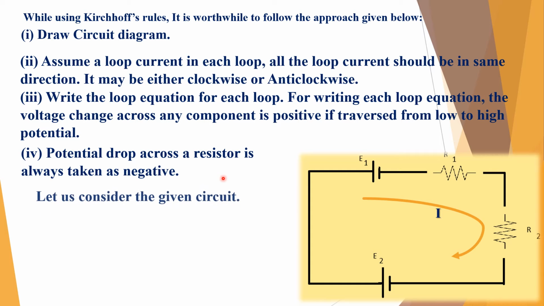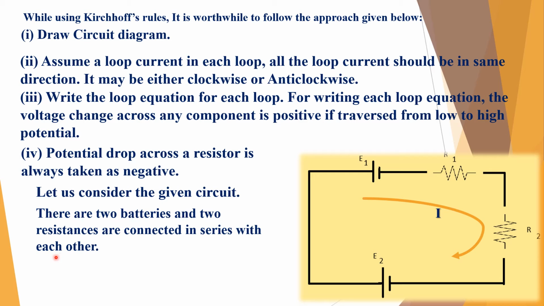Let us consider the given circuit. There are two batteries and two resistances connected in series with each other. Consider a loop current I in anti-clockwise direction.